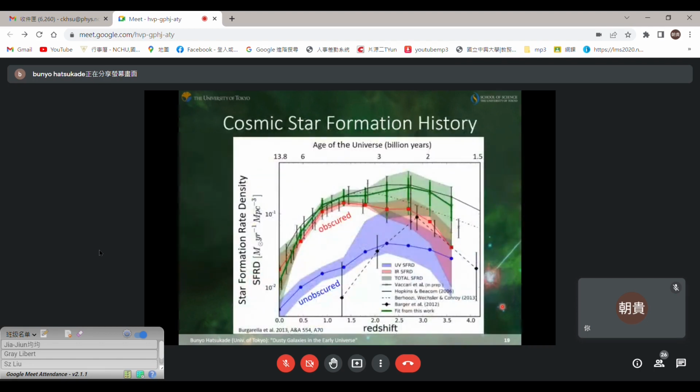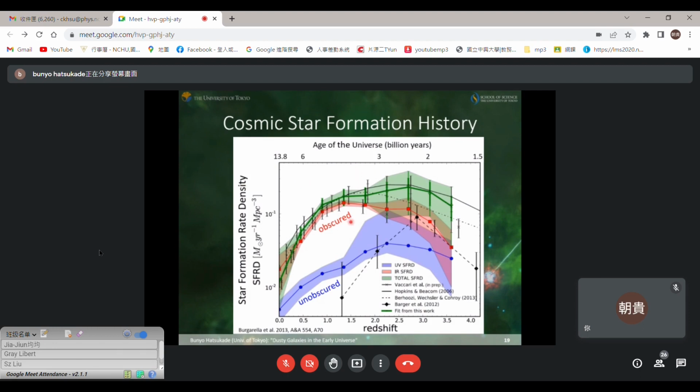So the astronomers now want to understand the history of the cosmic star formation, which is the star-forming activity in the universe as a function of the age of the universe or redshift. So this is the cosmic star formation history. The star formation rate density is the star-forming activity per unit volume of the universe at the age of the universe.